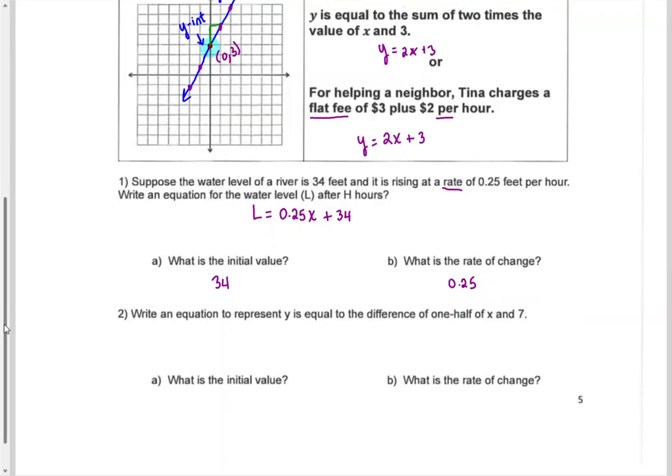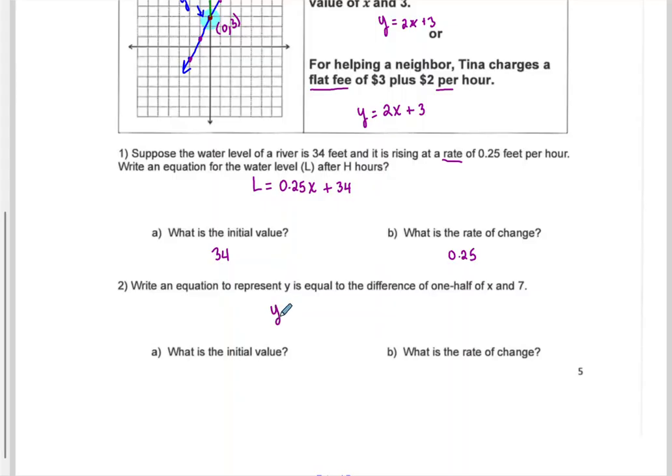Okay, all right, write an equation to represent y is equal to the difference. So the difference means subtraction. The difference of 1/2 of x and 7. Okay, so when I look at this, I can know that the initial value is going to be my y-intercept. You always make sure to carry the sign, so that's at -7. And then the rate is the coefficient of x right here. That's the slope, which is at 1/2.